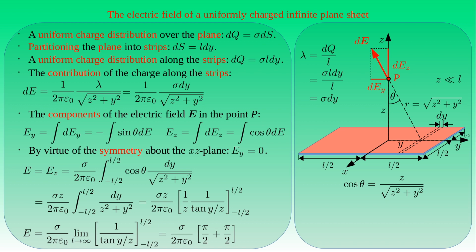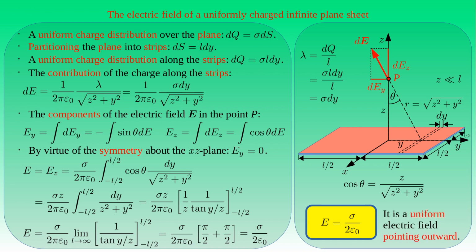By simplifying the expression we obtain sigma over 2 times epsilon naught. Then we see that the magnitude E of the electric field is constant over and above the sheet, and it is equal to the surface charge density sigma of the infinite sheet divided by 2 times epsilon naught. The direction of the electric field created by the positively charged sheet is perpendicular to the plane of the sheet and points outward on both sides of the sheet. Then we can conclude that the electric field is homogeneous or uniform around a uniformly charged infinite sheet.